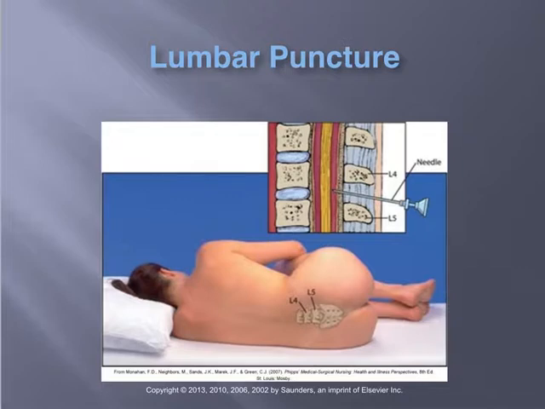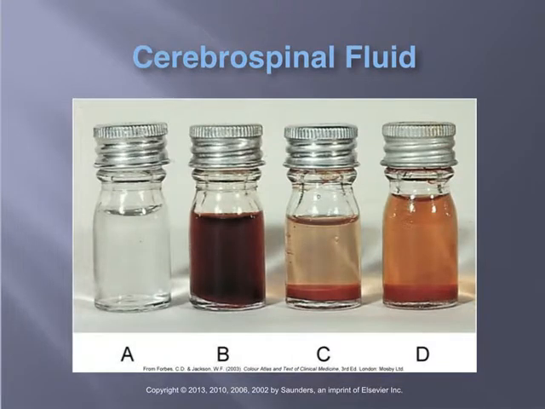So if you have a patient that has an LP ordered and they are restless, they're agitated, we can't do it. We're going to have to notify the physician and either reschedule it or try and perform a different type of test. That said, if we do the lumbar puncture, we will get a little bit of cerebrospinal fluid back. This slide shows you different cerebrospinal fluid samples.